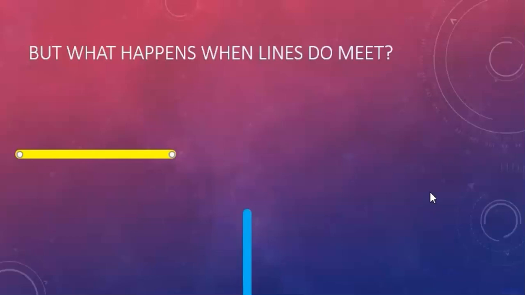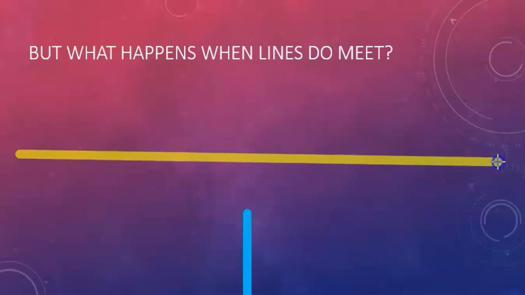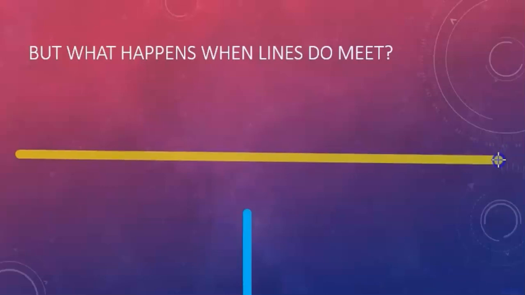Something very important happens. Whenever two lines meet, they create something called an angle. Now there are many different types of angles, but we're going to look at what happens to create a right angle. Watch this yellow line. What kind of line is this yellow line? It is a horizontal line, and it is going to go straight across the screen, and it's going to be parallel at the top and the bottom of the screen.